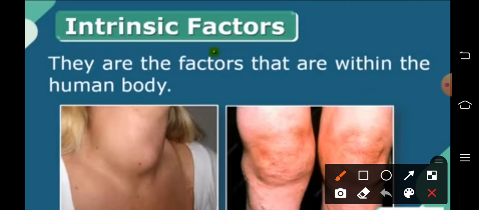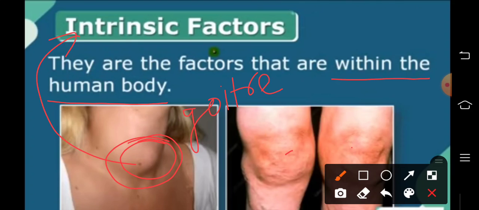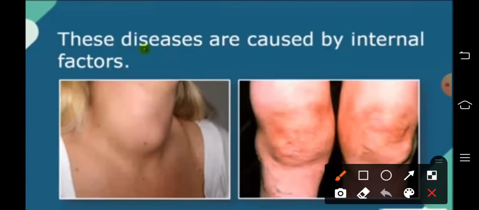What is an intrinsic factor? They are the factors that are within the human body, this type of factor arises from inside the human body. Now you can see in the picture, this is the goiter, and this one is arthritis. So goiter is an intrinsic disease, caused by an intrinsic factor, and arthritis is also caused by an intrinsic factor. These diseases are caused by internal factors, or we can say intrinsic factors.